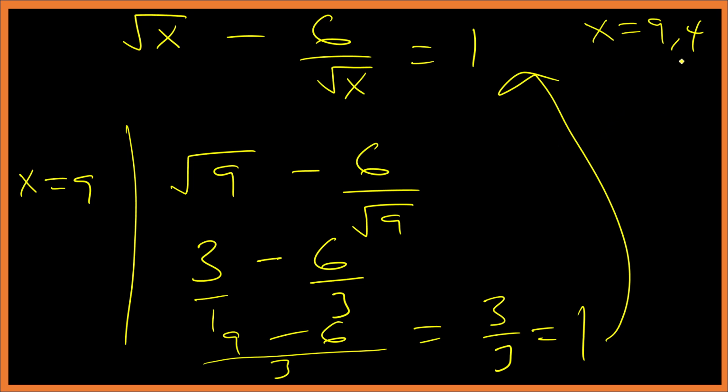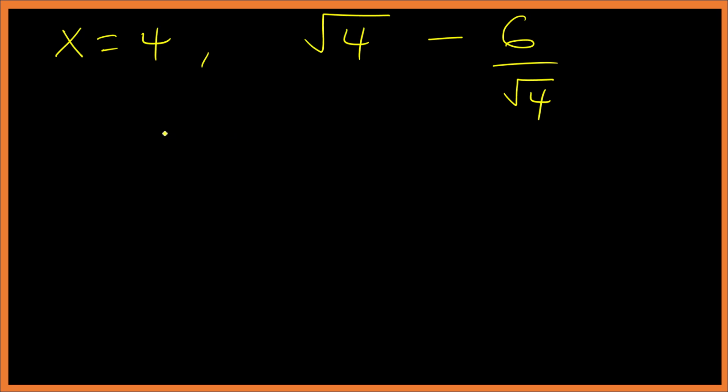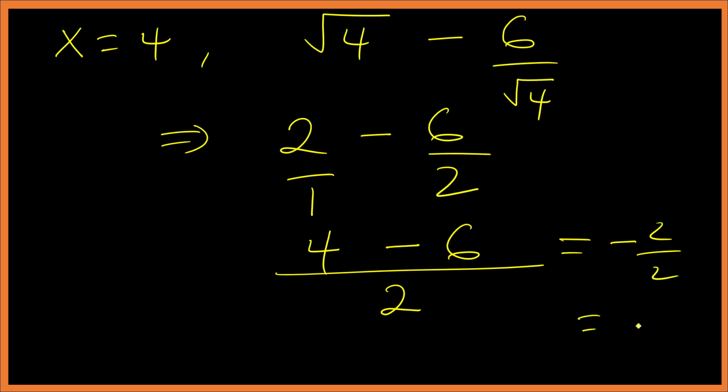Now let's consider the other solution, x equals 4. And we have square root of 4 minus 6 over the square root of 4. So the positive square root is 2 minus 6 over 2. So let's make it over 1. LCM is 2. 1 times 2 is 2, 2 times 2 is 4. Then 2 over 2 is 1, so we have minus 2 over 2. So it is negative 1.